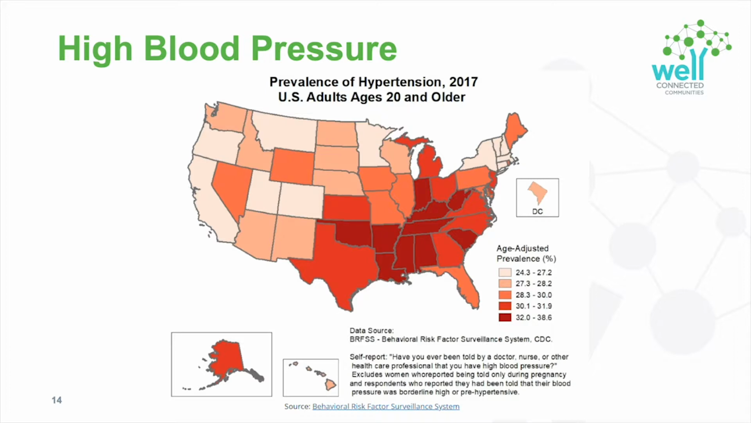Uncontrolled high blood pressure can injure or kill you. It's called the silent killer because it has no symptoms. Many people don't know they have it, so it's very important to get your blood pressure checked regularly. You might notice that states in the southern U.S. have higher rates of high blood pressure than some of the other regions. High blood pressure is a major risk factor for stroke. The next slide will show stroke death rates.